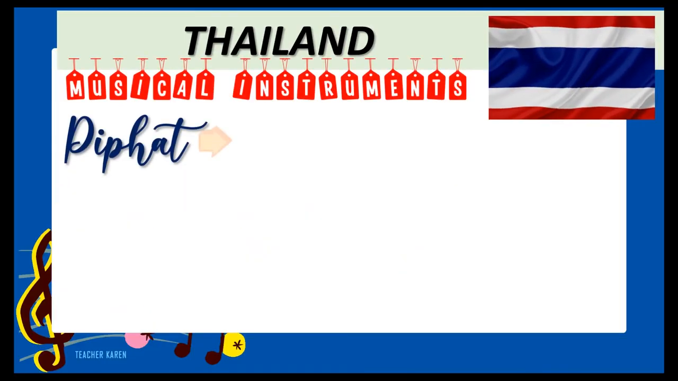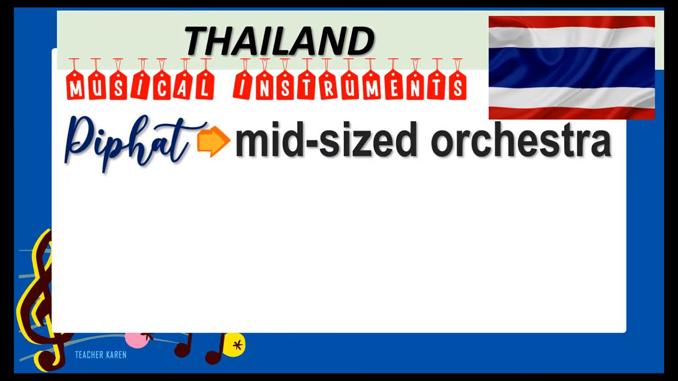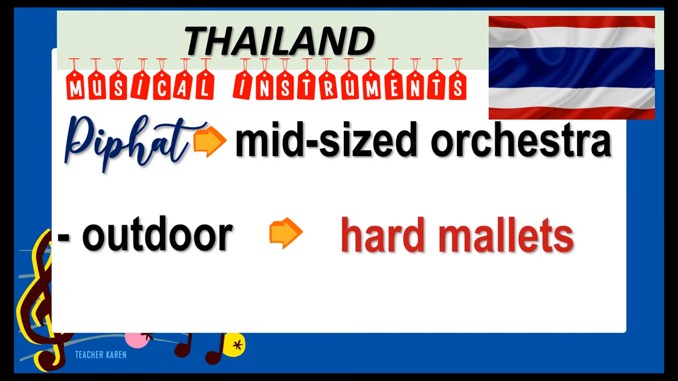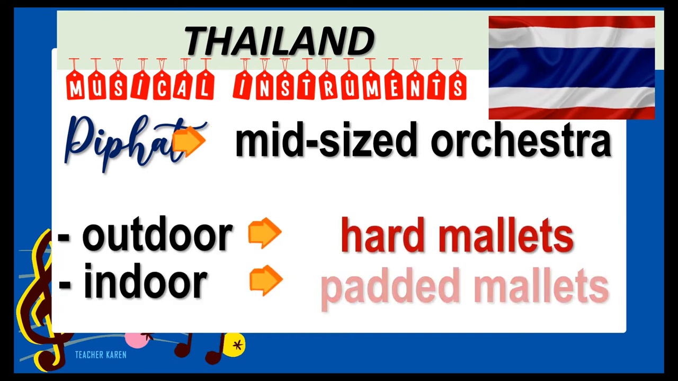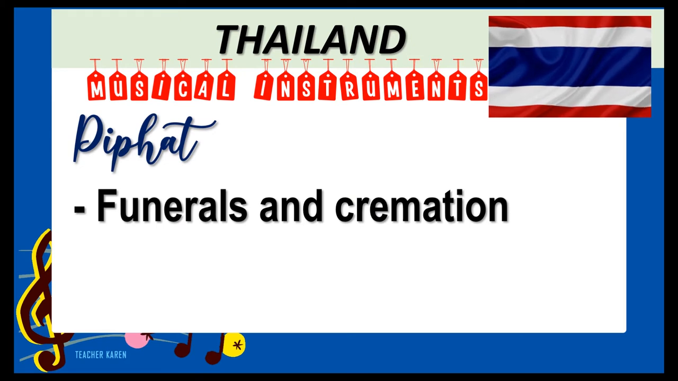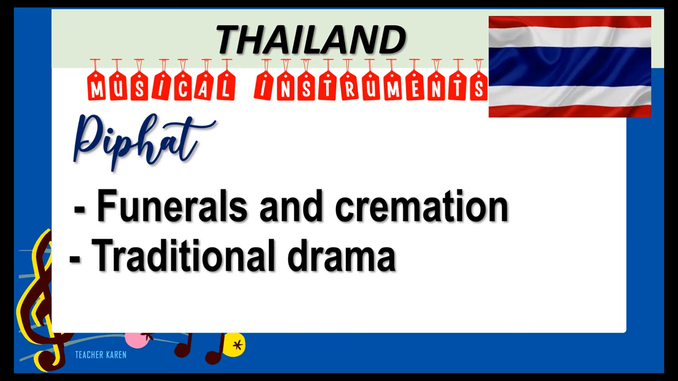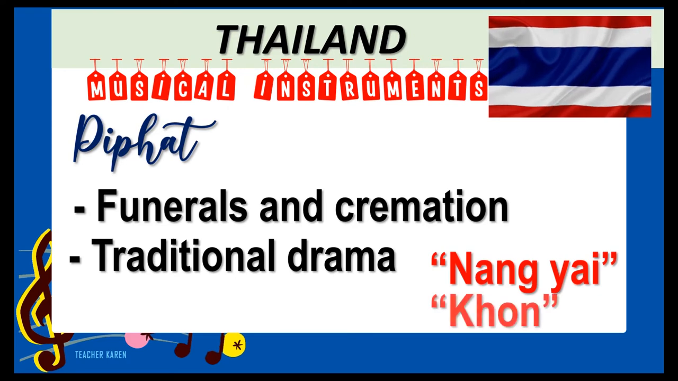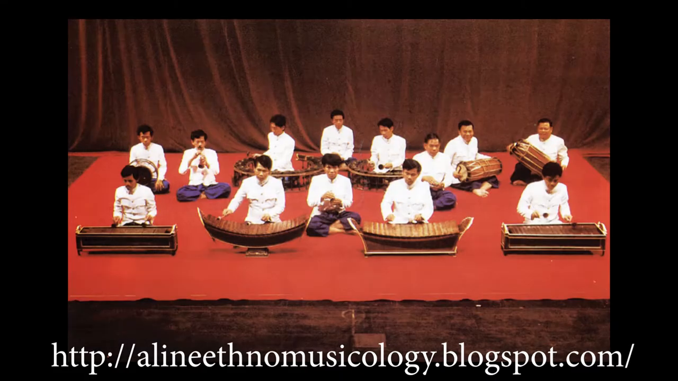Pipat is a mid-sized orchestra that performs in either outdoor style with hard mallets or indoor style with padded mallets. Pipat is traditionally associated with funerals and cremation ceremonies, and it is also used in Thai traditional drama such as the large shadow puppet theater, Nang Yai, and the Khon dance drama. Now, here is the sample performance for the Pipat ensemble.